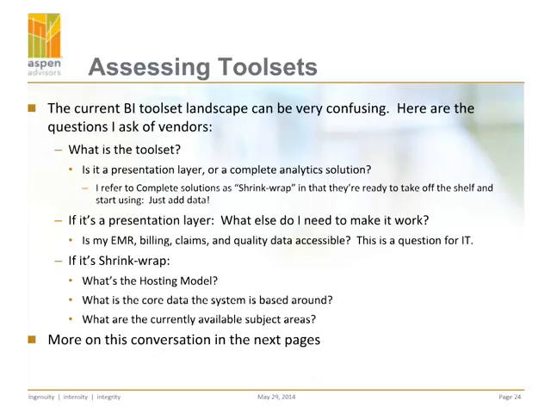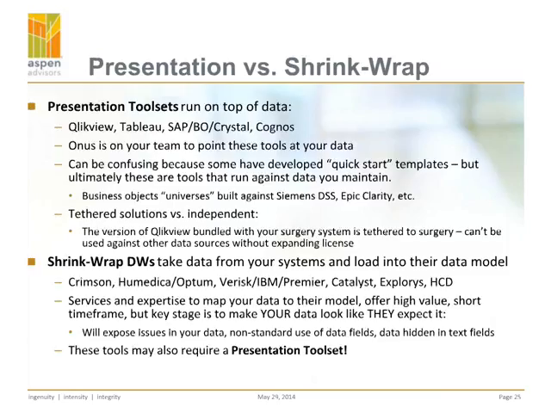If it's a presentation layer, what else do I need to make this work? Are my EMR, billing, claims, and quality data accessible? That's something you need to work with IT. If it's a shrink wrap solution, what's your hosting model? What's the core data the system is based around? And what are the currently available subject areas? I just went deep on this, so I'm going to back it up a little bit and explain what I mean by each one of these points.